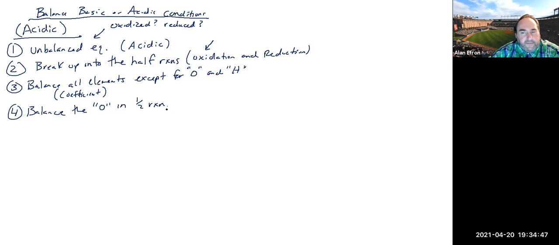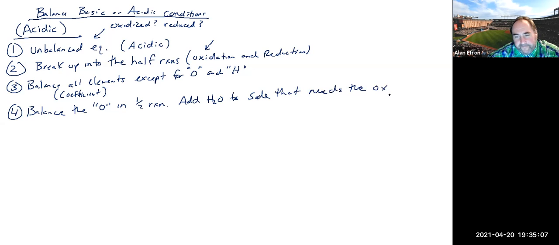And the process by which we balance oxygens in half reactions in this type of situation is we add water to the side that needs the oxygen. Now, let's just say, for example, and I'll just make something up here, we have MO2 on this side and just M on this side. Forget about everything else. We'll just focus on this.